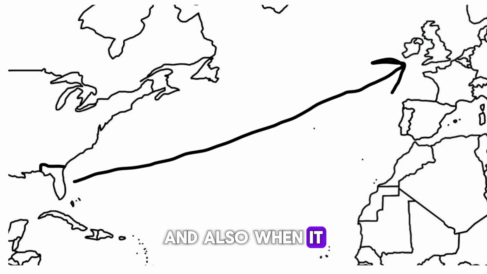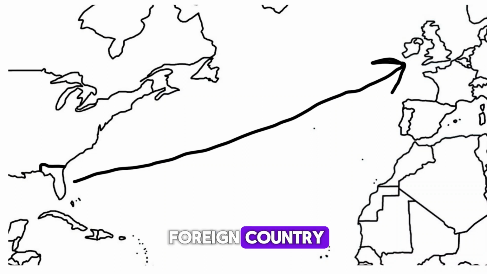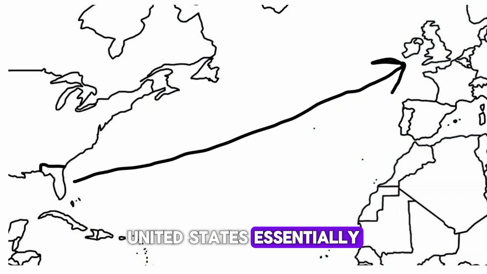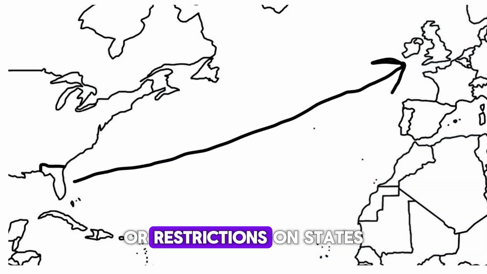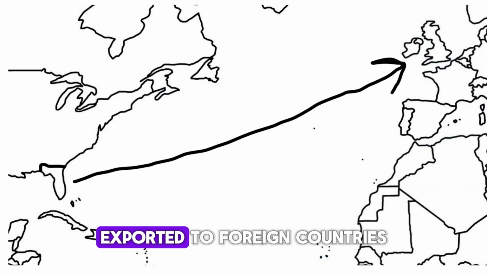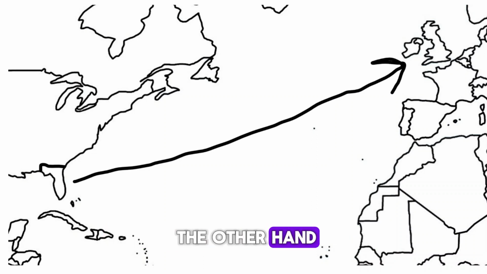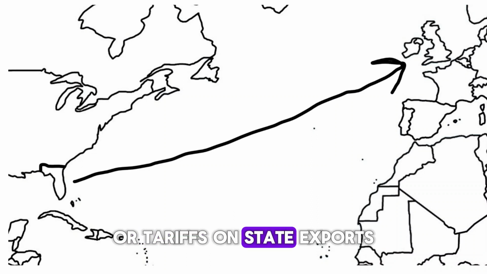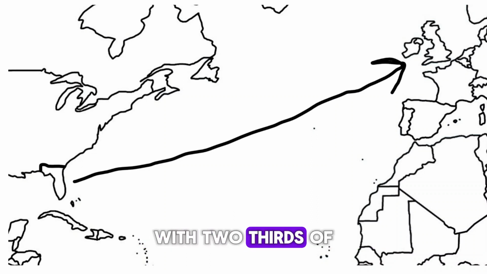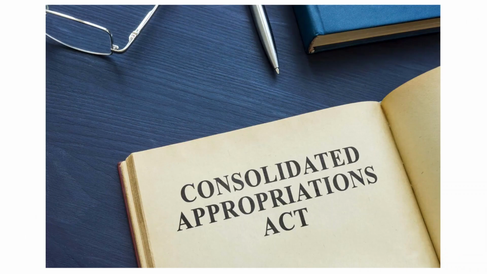And also, when it came towards exports that went from a specific state to a foreign country, the United States essentially prevented Congress from placing any tariffs or restrictions on states exporting to foreign countries. However, the Confederacy, on the other hand, allowed Congress to place restrictions or tariffs on state exports, with 2/3 of Congress being able to approve it. So this was another right that states actually lost.